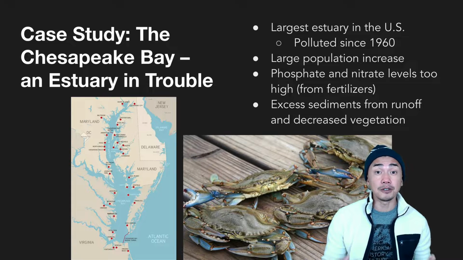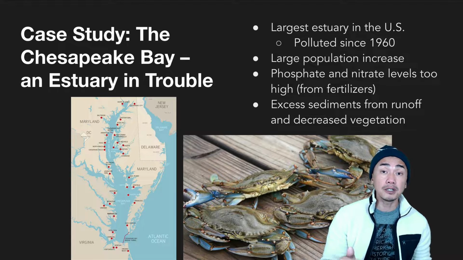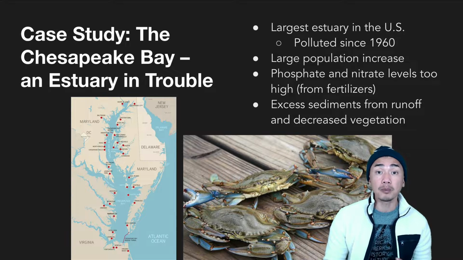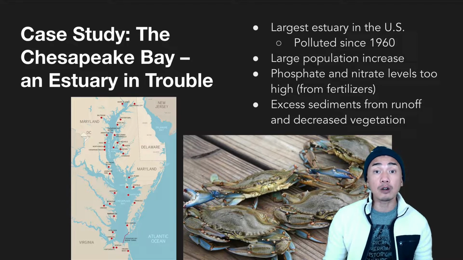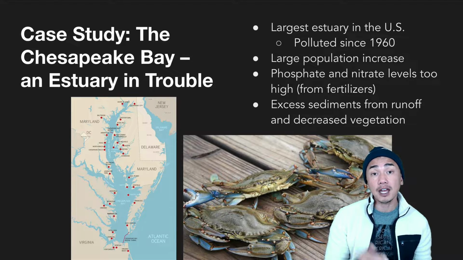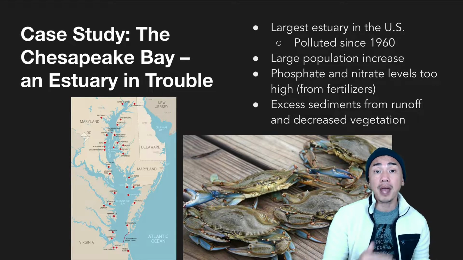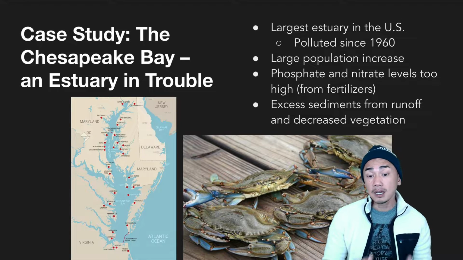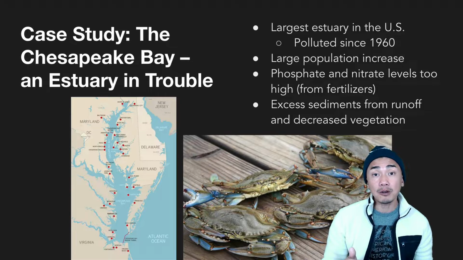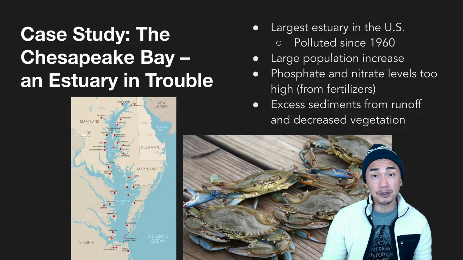The largest estuary in the United States, where freshwater meets saltwater, is the Chesapeake Bay in Maryland and Virginia, and it's been polluted since 1960 when it experienced a large population increase. The effects of this are twofold. First off, phosphate and nitrate levels in the bay are too high. This was caused by fertilizer from agriculture and people's lawns. Secondly, turbidity or cloudiness has increased because of sediments that have come into the bay from runoff. This reduces the ability of plants to do photosynthesis, and as a result, vegetation has decreased.